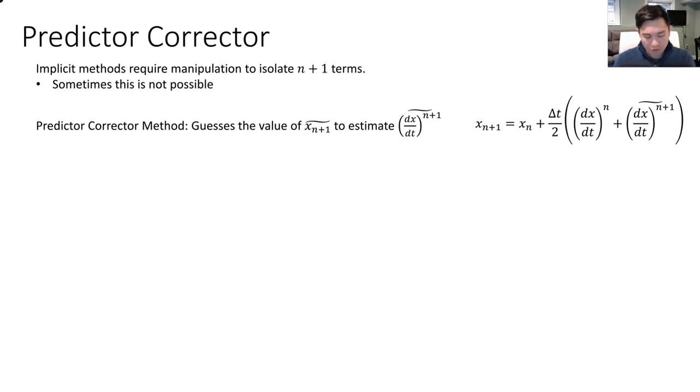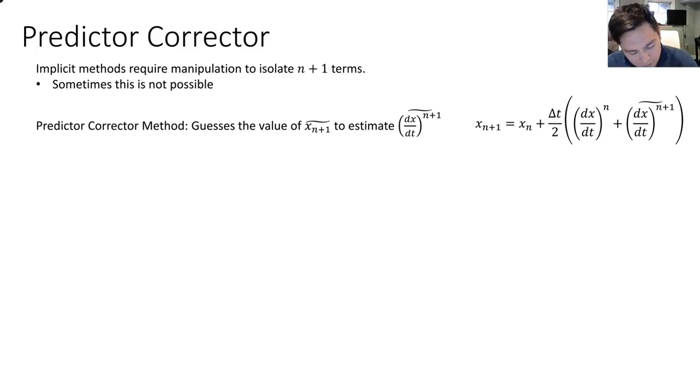So the predictor-corrector method is a way that we can address implicit methods without requiring the manipulation of the n plus 1 terms, because sometimes this is not possible. So what we do is we start by guessing an approximate value of x of n plus 1, use that to estimate our dx dt of n plus 1, and use that to give us an estimate for what x of n plus 1 is. And then we would use this new estimate to give us a better approximation of what dx dt is over and over again. So let's go ahead and work this out through the example a little bit.